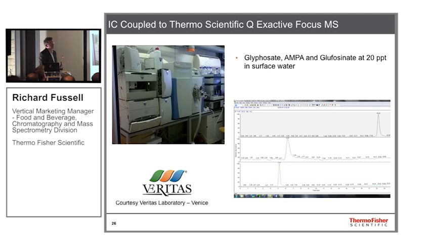But now, of course, the Orbitrap technology has very high resolving power at low mass, around the mass of these compounds. So we're at least 70,000 resolving power for these compounds. So it's quite interesting to see how the Orbitrap would also perform when it's connected to the ion chromatograph. And this has actually been done by this laboratory, Veritas Laboratory in Venice, Italy. They're an environmental laboratory, interested in glyphosate, AMPA, and glufosinate in water.